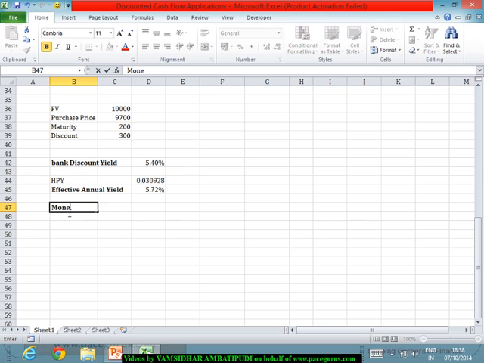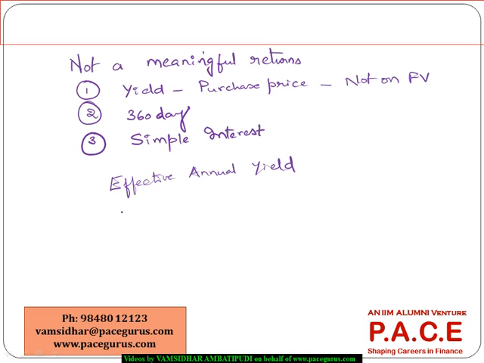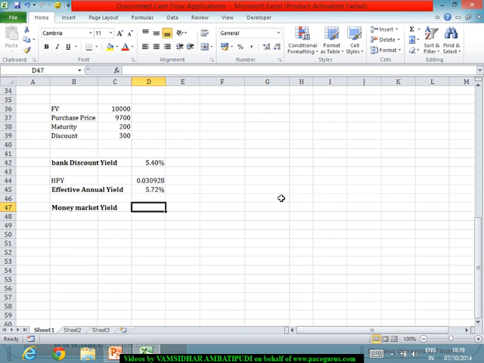The other one is called the money market yield, which is otherwise called the yield corresponding to certificates of deposit. What we look at is the holding period yield multiplied by 360 by T. Even this one is taken with respect to the 360-day period itself. So, the holding period yield multiplied by 360 divided by T.